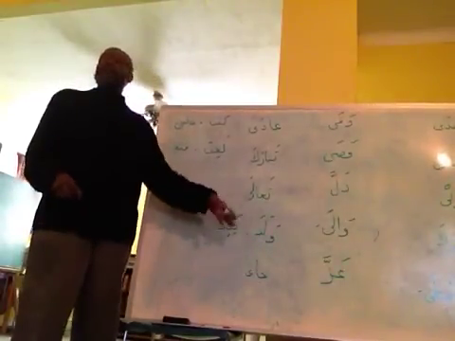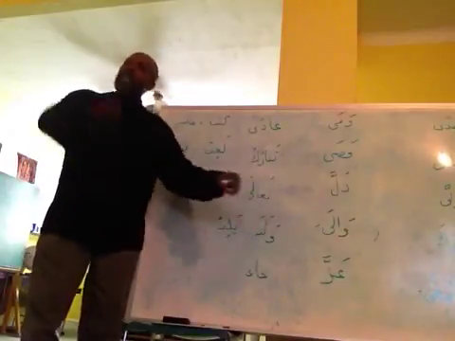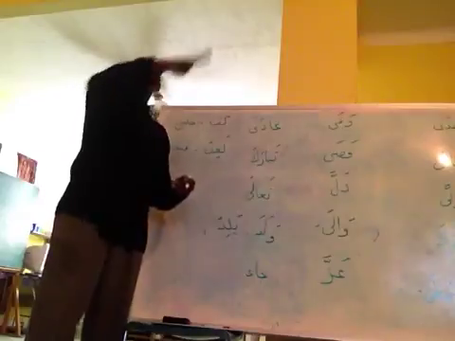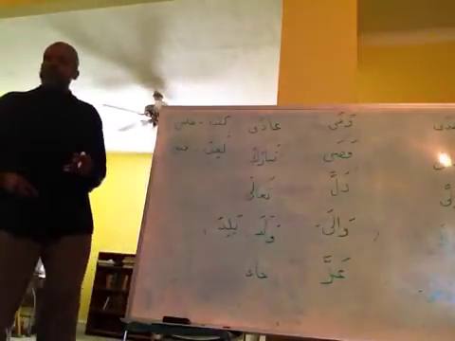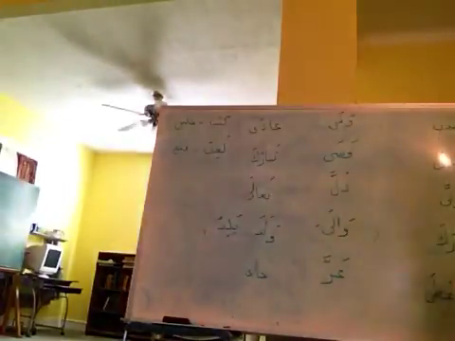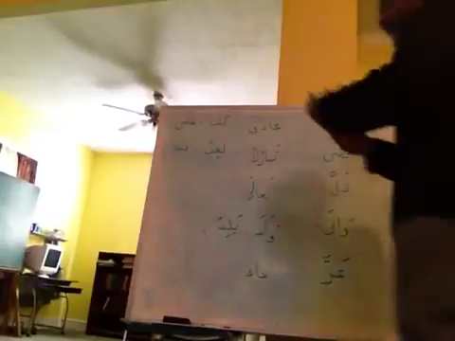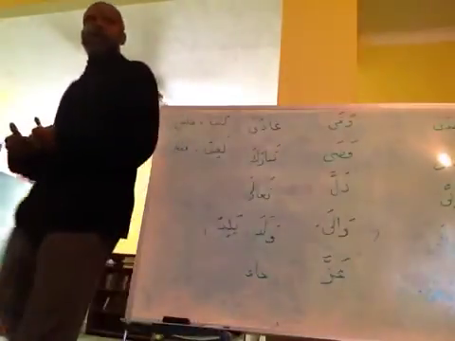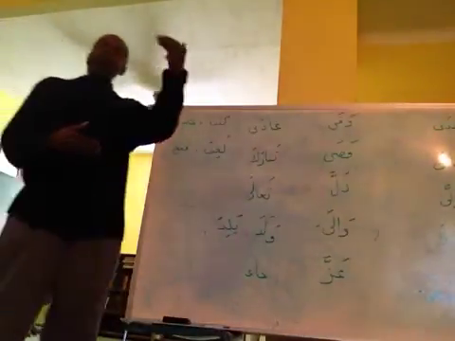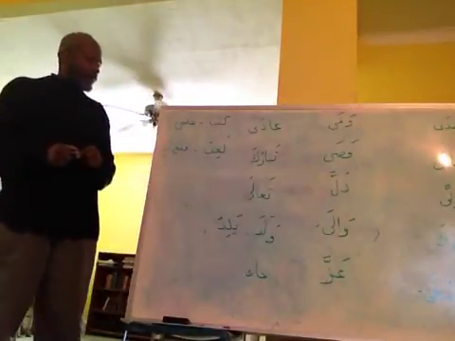Yalidu. What happened? Drop the waw. So those verbs that begin with the waw in the present tense, we eliminate the waw. That's the rule for that weak letter, particular for that kind of verb, a verb that begins with waw. So it's walada, yalidu.